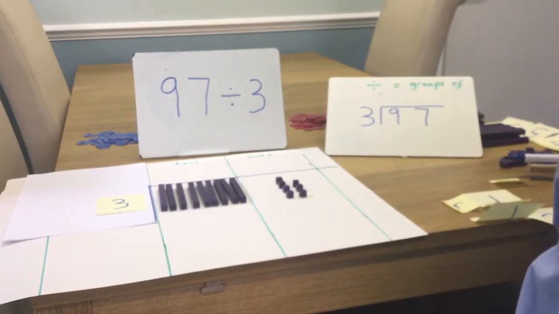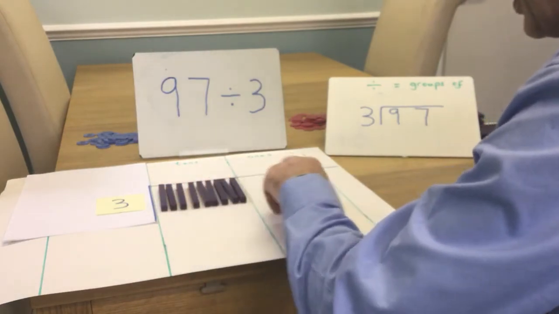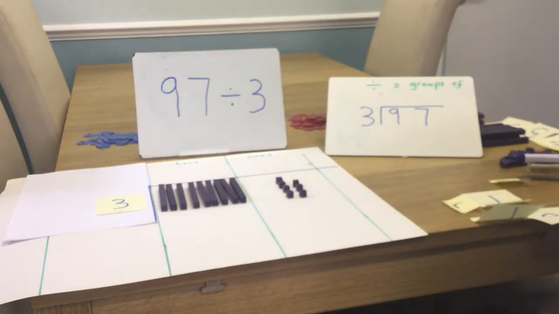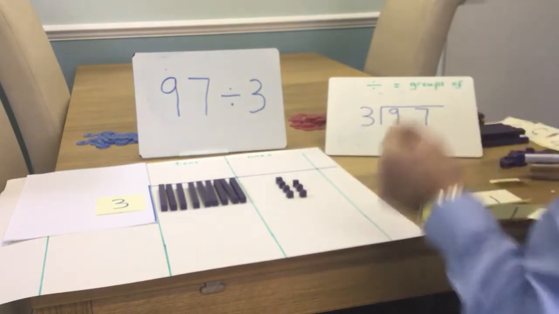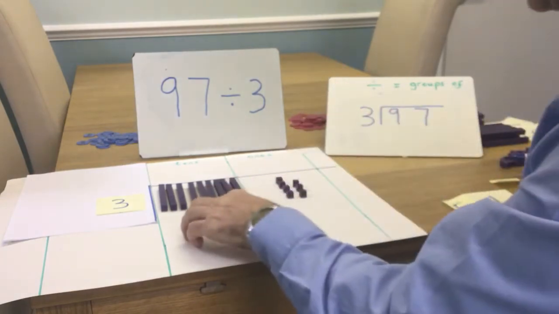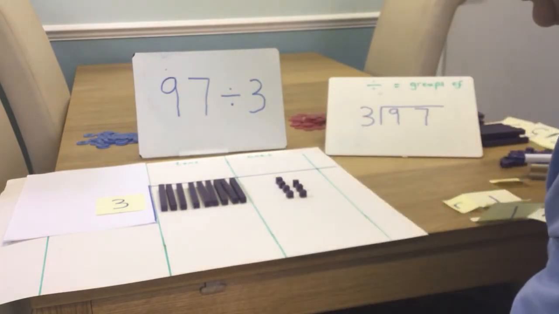Okay, we've got 97 divided by 3. So I've got my 97 here. And I'm ready to go. First question, starting in the tens column, is how many groups of 3 tens can I make from 9 tens?